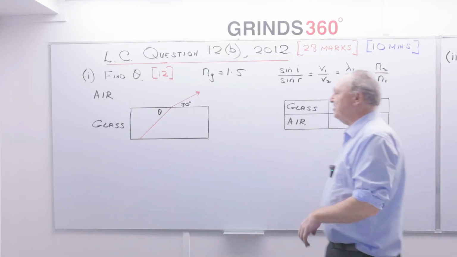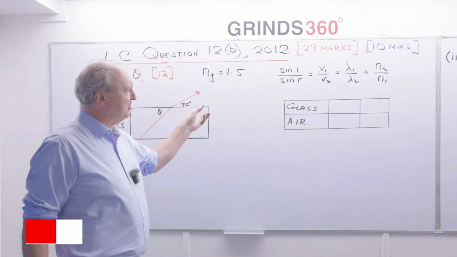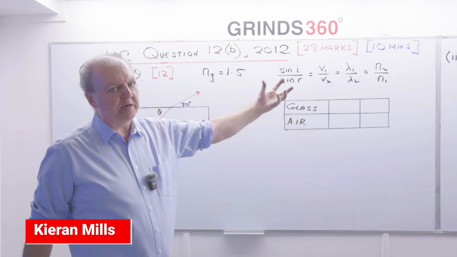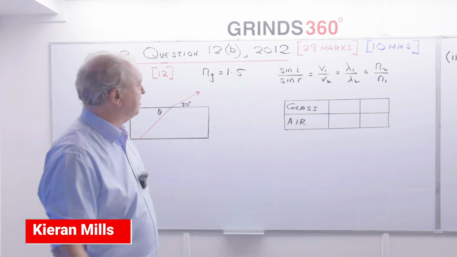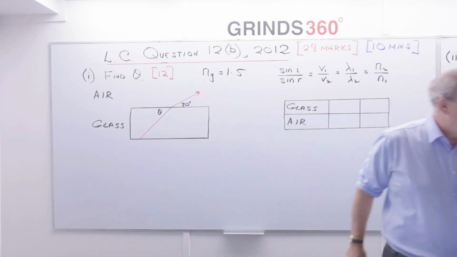So we're now looking at Leaving Cert question 12 part B. It's one of these half questions, 28 marks in total. Very popular question. Should take you maximum about 10 minutes to complete it. So let's have a look at the question in our notes or our physics book.